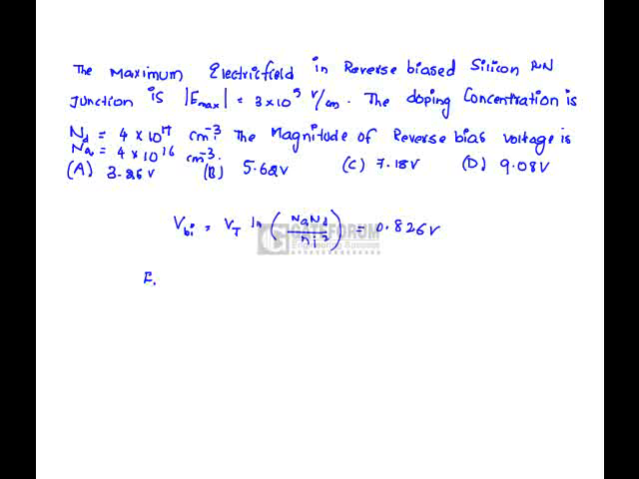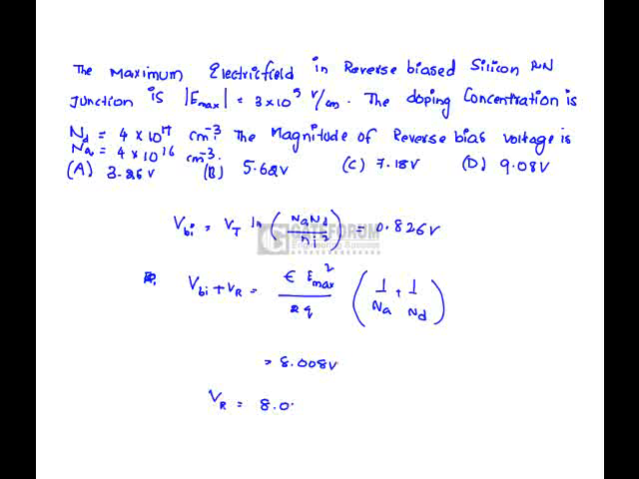Now maximum electric field, so Vbi plus Vr is nothing but epsilon E max square divided by 2q times 1 by Na plus 1 by Nd, which is equal to 8.008 volts. So Vr is nothing but 8.008 minus 0.826, which is equal to 7.18 volts. That is, option C is correct.